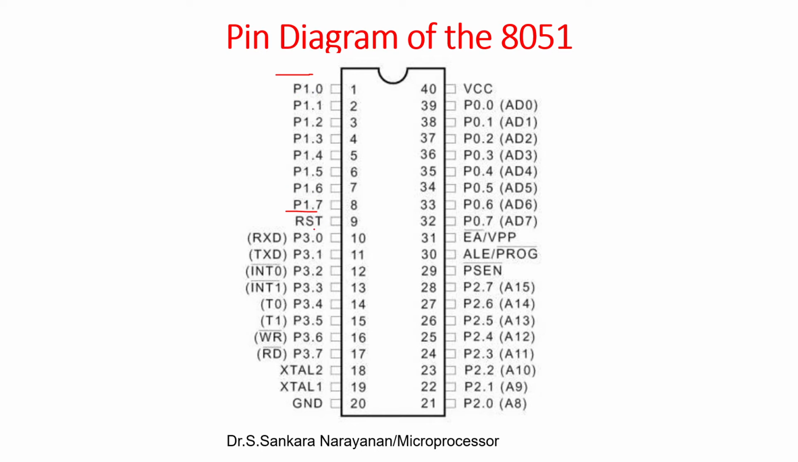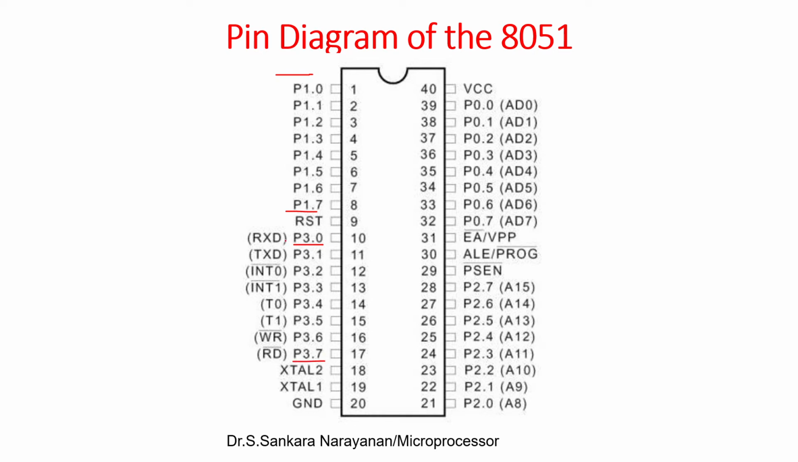Pin number 9 is RST. RST stands for reset. It is used for resetting the microcontroller. Then pin numbers 10 to 17 are used for dual function. This is actually the port, port 3.0 to port 3.7.